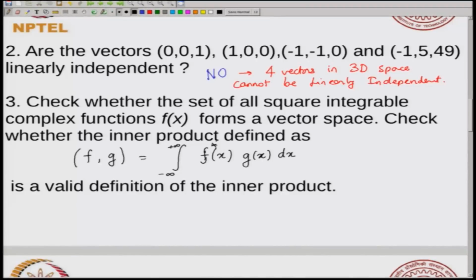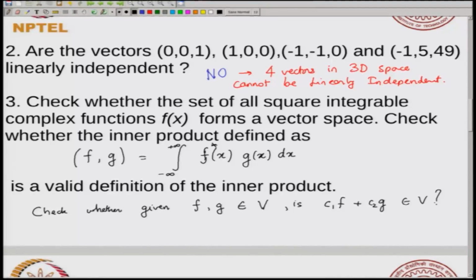So, if you want to check whether the set of certain functions forms a vector space, then what you have to do is to check whether, given f and g belonging to the vector space V, is C1f plus C2g contained in V. So, if you take any linear combination of these, it is also contained in the vector space. That is essentially the most important condition to check.